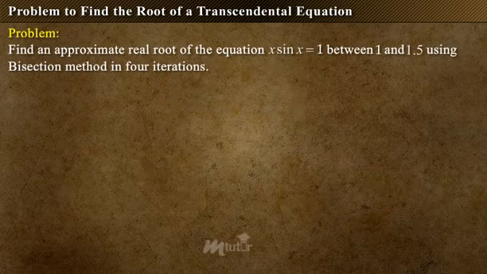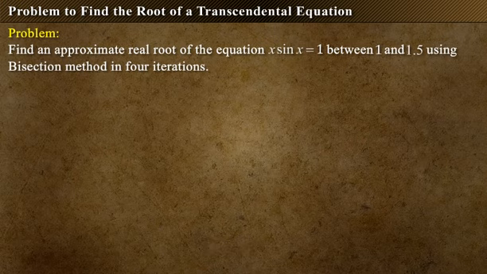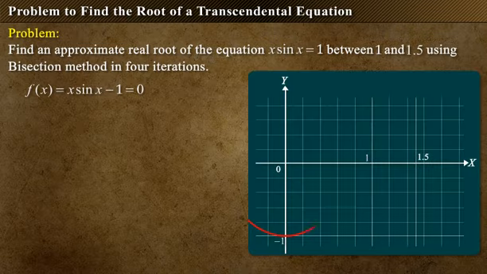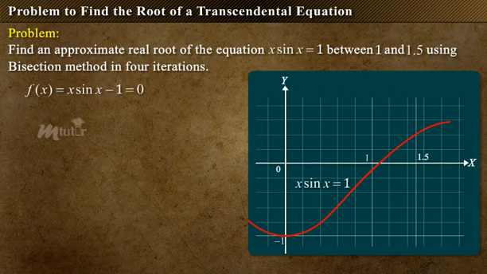Find an approximate real root of the equation x sin x is equal to 1 between 1 and 1.5 by bisection method in 4 iterations. The given equation can be written as displayed. The graph of this equation is given as displayed. It is clear from the graph that there is a root that lies between 1 and 1.5.